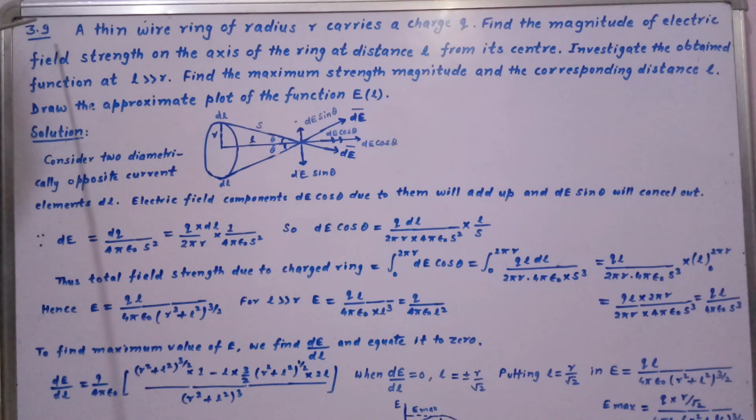Kisama from IIT. We are going to study question number 3.9 from Irodov. A thin wire ring of radius R carries a charge Q. Find the magnitude of electric field strength on the axis of the ring at distance L from its center.